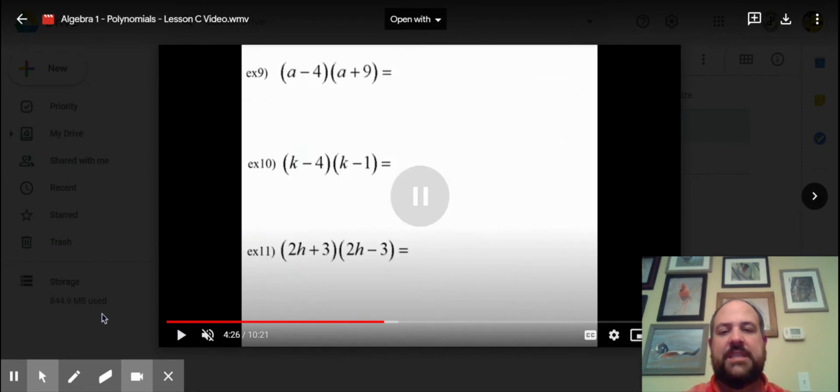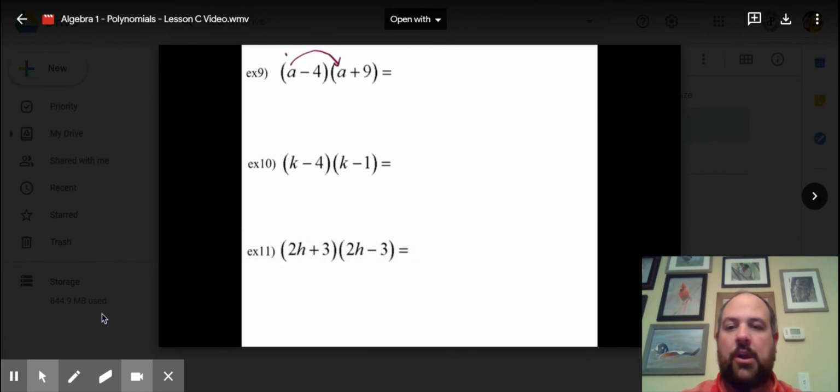In that first example, all my terms were positive, so I didn't have to worry too much. But in the case of number 9, number 10, number 11 here, we have some things that we want to watch out for. So let's first look at number 9 together. Going to go through the steps. First multiplication, a times a, that's a squared. My outside multiplication, a times 9, that's going to be plus 9a.